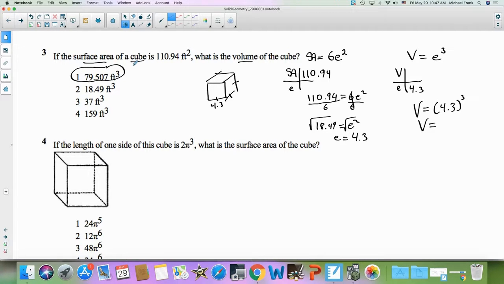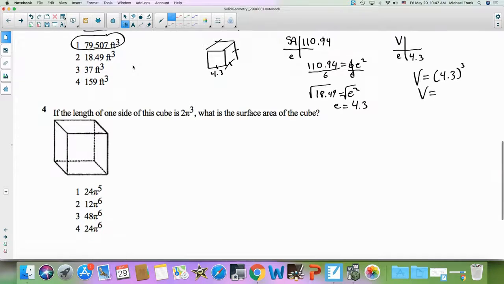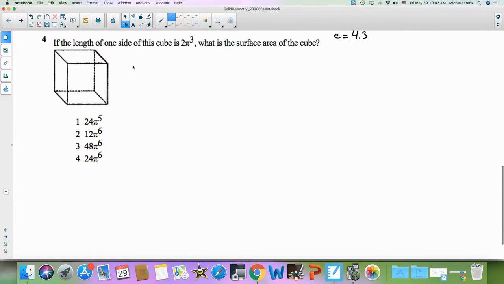Perfect. All right. This isn't so bad. Number 4: if the length of one side of the cube is 2π³, that's weird, having pi as the length of a side, but hey, they're giving it to us. What is the surface area of the cube?